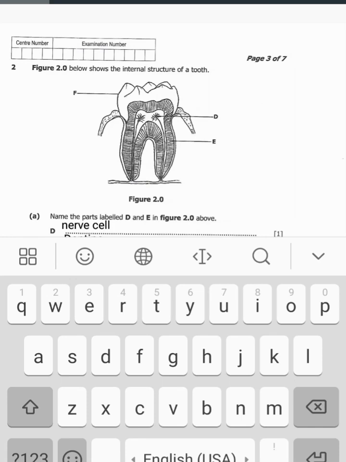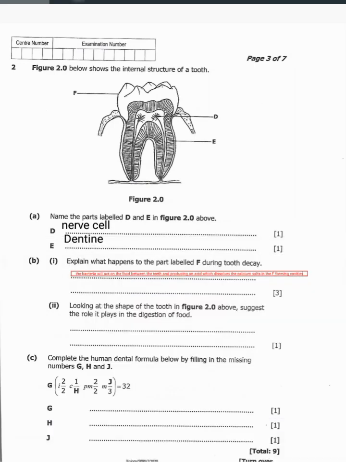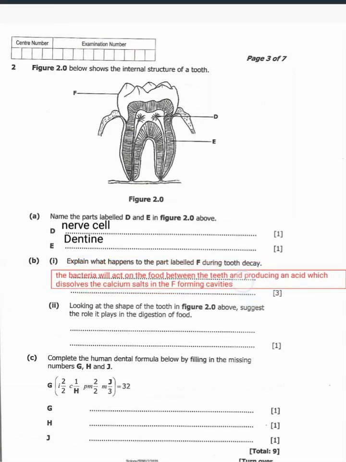Okay, like that. So this is what is basically going to happen. We need to ensure that whenever we eat, that's why we're advised to brush our teeth, so that we do not have any food left in our gums, to avoid having tooth decay in those cavities. So this is very important. So we're saying bacteria will act on the food between the teeth and produce an acid which dissolves the calcium salts in the F. The F, as said, is enamel, forming the cavity. So this is basically what is going to happen.